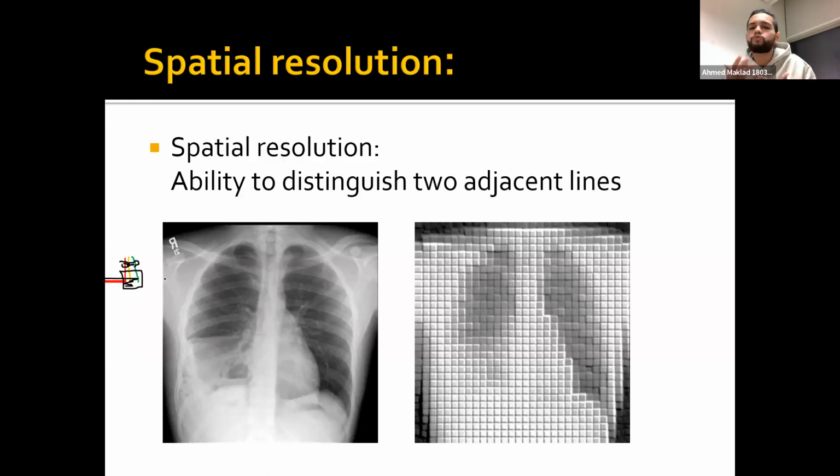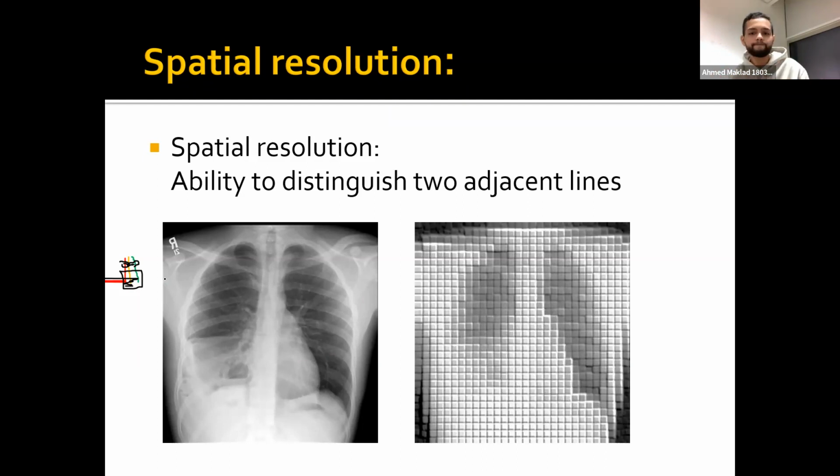All right, and basically this is what spatial resolution is. The smaller the pixels, the more number of pixels you have, the better the spatial resolution of a picture is, the better you can differentiate between two lines or lines in general. The bigger the pixel, the more lines are going to be incorporated in each pixel, the less you can distinguish between lines.